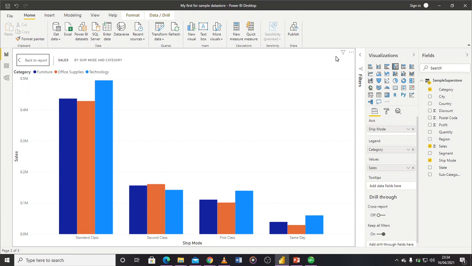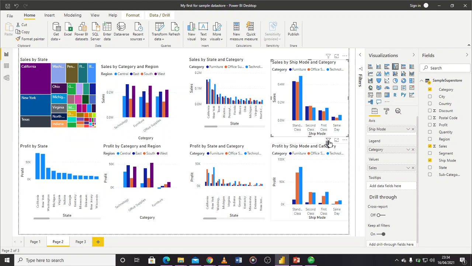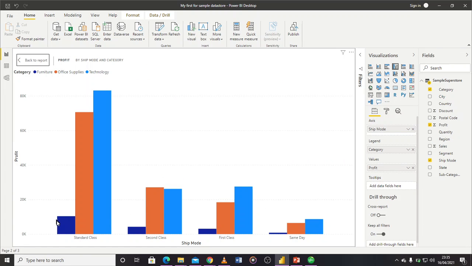If we look at sales by ship mode and category, same day has the least sales, and for all categories, standard class has the highest sales. If you look at profits by ship mode as well, you can see that for each shipping mode, furniture has a very low profit at every single one, especially same day.